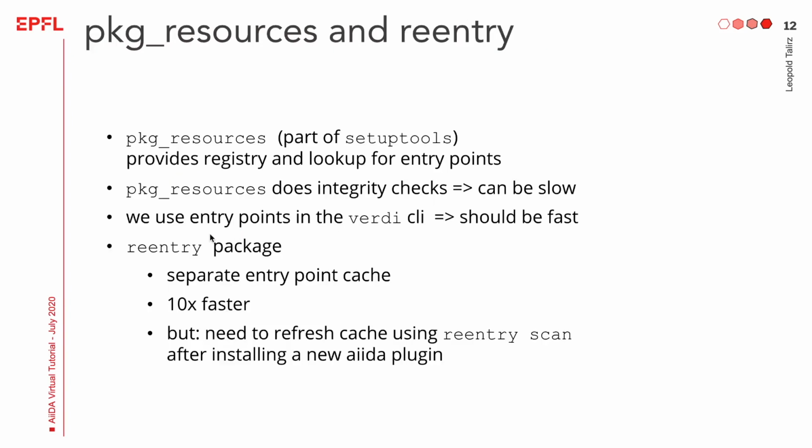A few notes on the reentry package. Package resources, as we have seen, provides a registry and lookup for entry points. And it does a couple of integrity checks, so it can be a bit slow. And since we use entry points in the Verdi command line interface, we need it to be quite responsive. And this is the reason for existence for the reentry package. This acts as a separate entry point cache that is about 10 times faster.